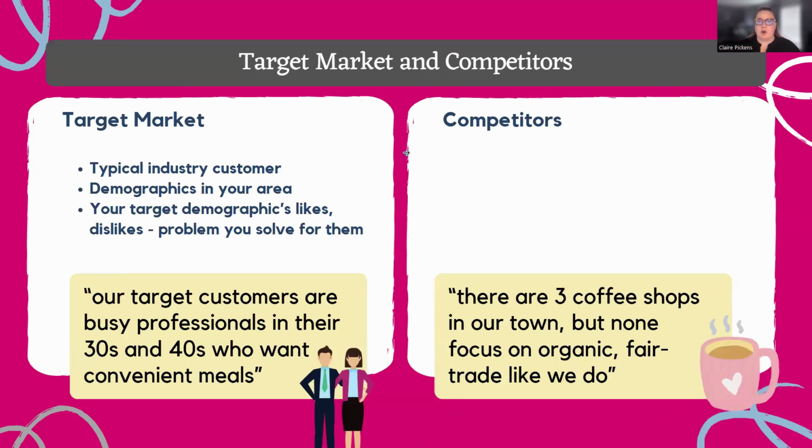Let's talk a little bit about your target market. Who are you going after? So in your industry, who is the typical customer? Then we'll compare that to the demographics in the areas that you're choosing to serve. And we'll talk about your target demographics, likes, dislikes, and the specific problem that you're serving for them. Our target customers are busy professionals in their 30s and 40s who want convenient meals. This is a very specific statement about who you are serving, the type of person you're serving, and what they're going to get from you.